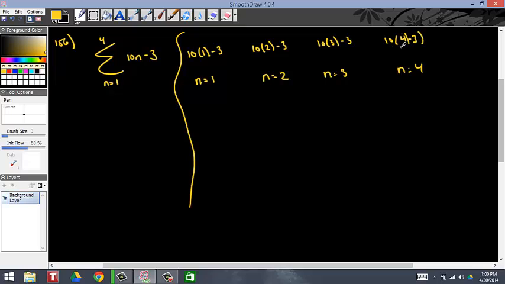Now, oops, that's completely wrong. Minus 3. Does it make sense that I'm only going to go to 4 because that's my upper limit right here? I'm going to stop at 4, yes? We agree with that, Ayush? Okay, cool. So now we've got to figure out what these are. 10 minus 3 is 7. 20 minus 3 is 17. 27 and 37. And now, remember, sigma means what? Carter? Summation, which means we're going to add all these things together.